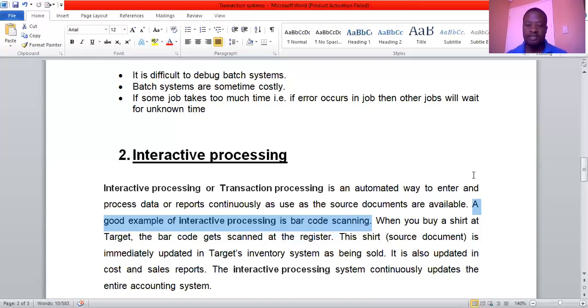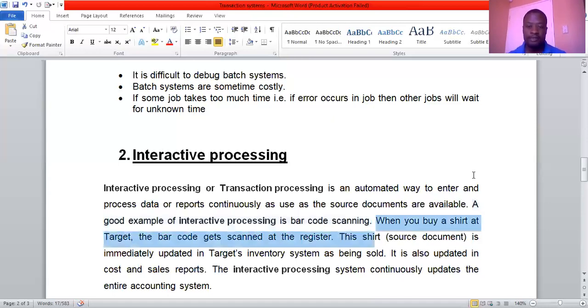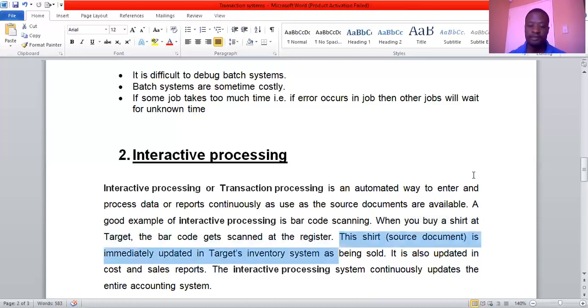So it says here, when you buy a shirt at a certain store, the barcode gets scanned at the register. This shirt is immediately updated in Target's inventory system as being sold. This is what I said earlier. The database of this store is updated that this item is no longer in stock, somebody bought it, and it is marked as sold.